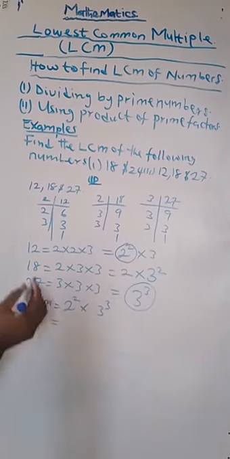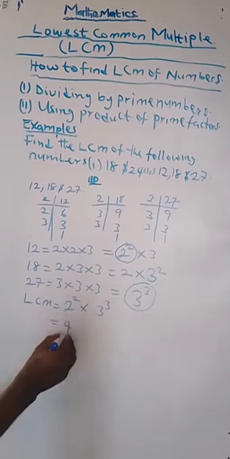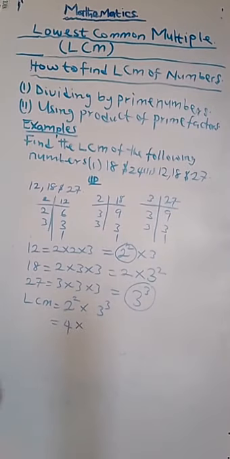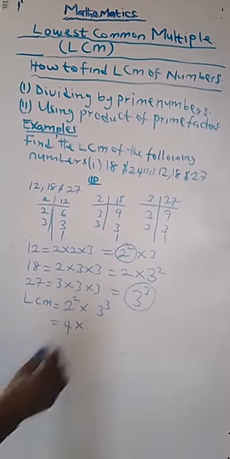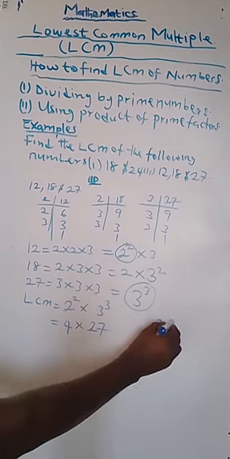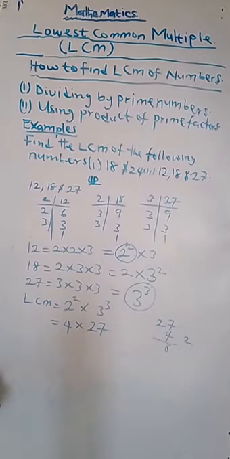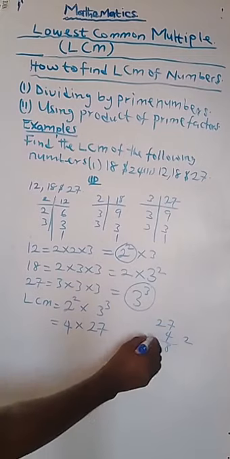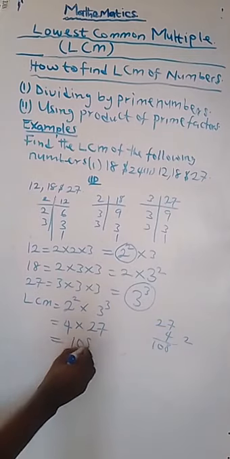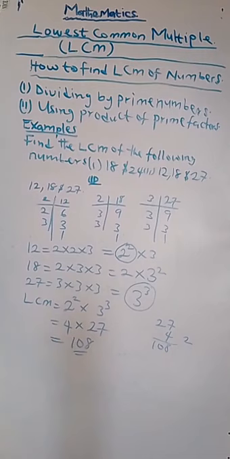Now what is 2 raised to power 2? That is 2 times 2, 4. What is 3 raised to power 3? That is 3 times 3, 9, times 3, 27. So let's now look at 27 times 4. 4 times 7, 28. We write 8, we keep 2. Then 4 times 2, 8, plus the 2 we are keeping, 10. So LCM is 108. That means the answer we have from the first method and the second method is the same.